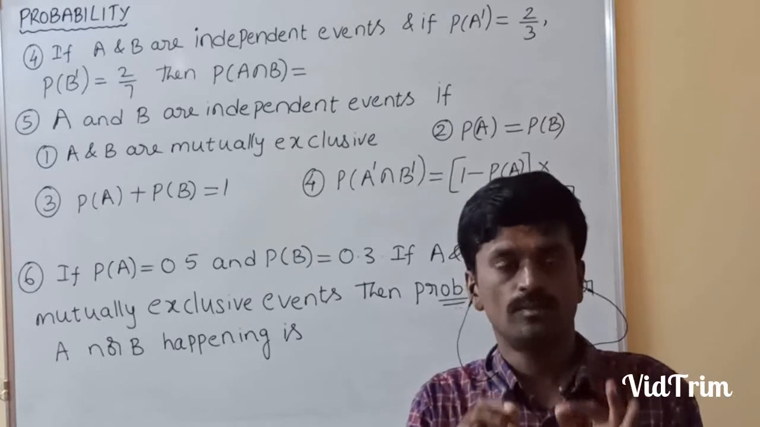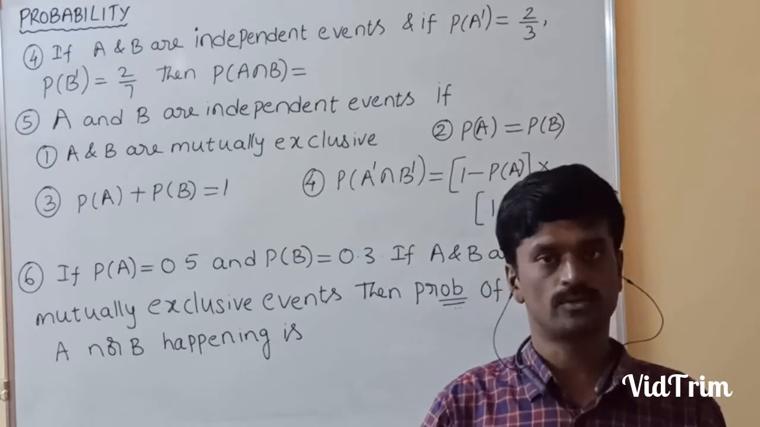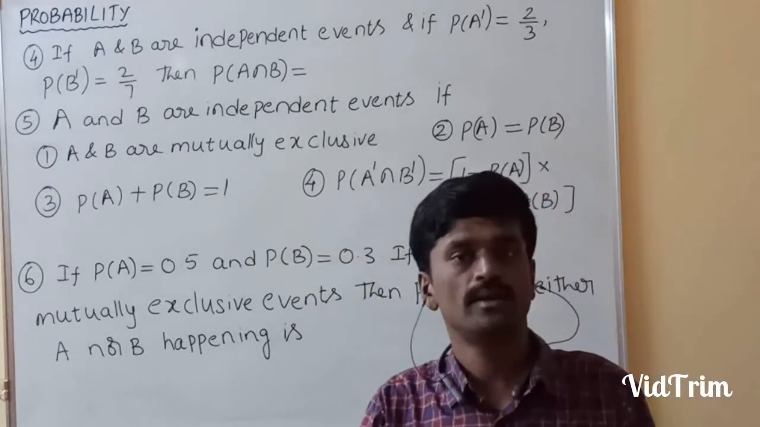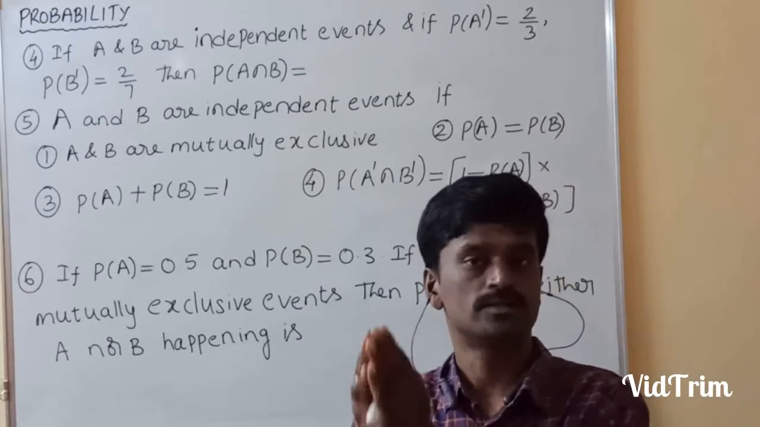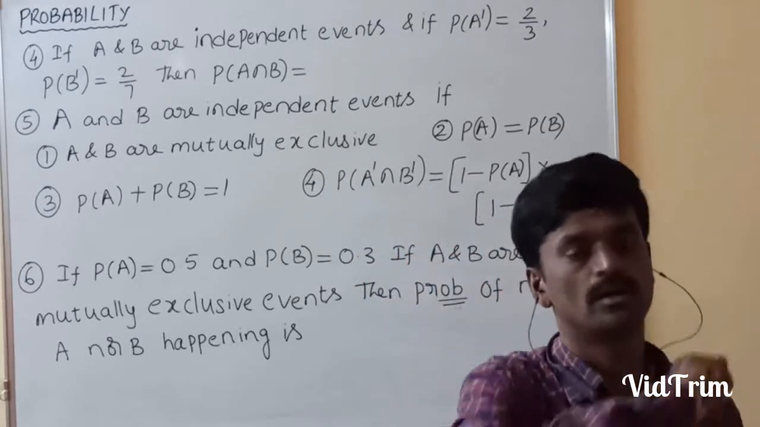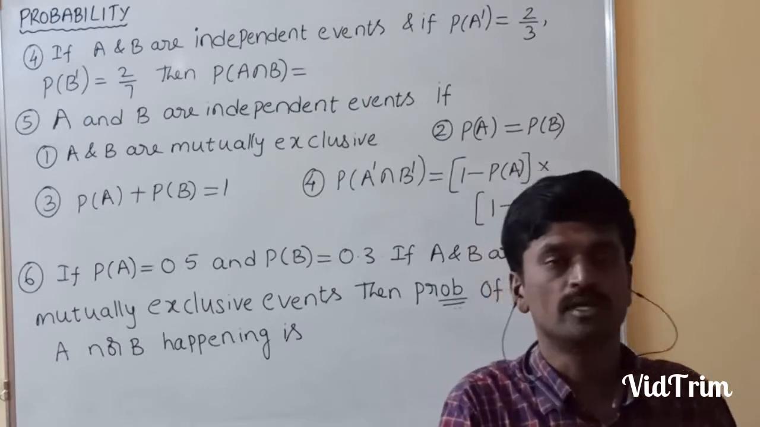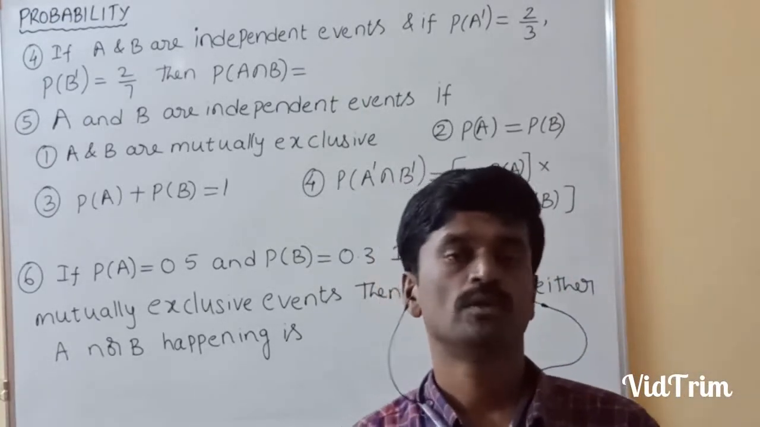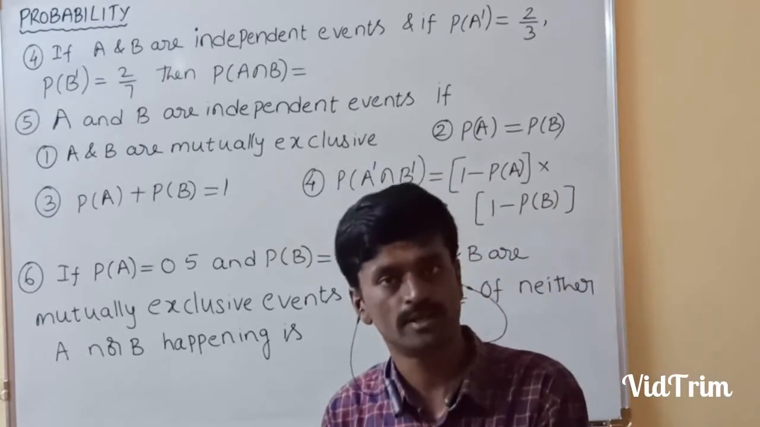Two events A and B are said to be mutually exclusive events if the happening of one event stops the happening of the other event. That means the happening of event A stops the happening of B and vice versa. Such events A and B are called mutually exclusive events.